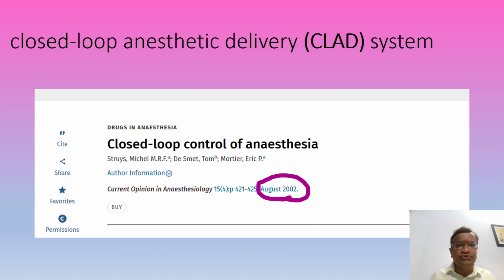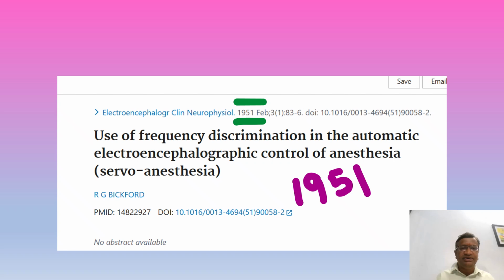So what is a closed loop anesthesia delivery system? Sometimes they may ask CLAD, closed loop anesthesia delivery. We think that it is recent, with AI and all these things coming, but closed loop control of anesthesia was published in 2002. Now we can see there is something called use of frequency discrimination in automatic EEG control of anesthesia. This is servo anesthesia. See the publication date, 1951.